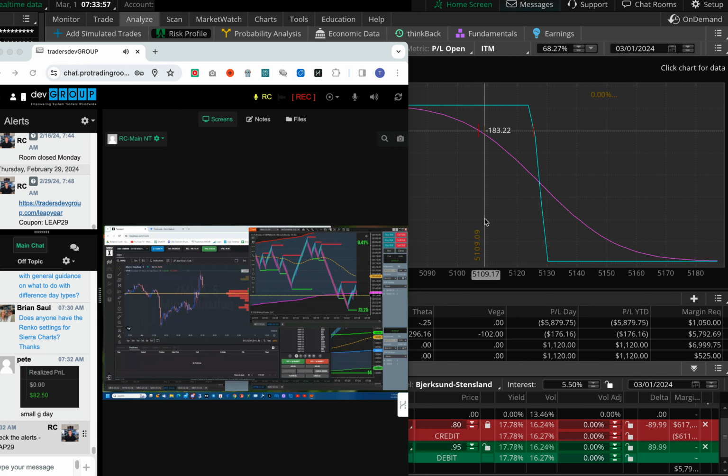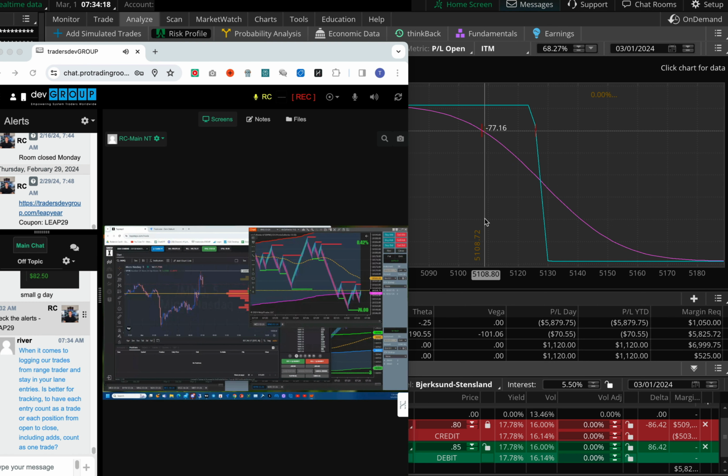All right, did I miss any questions here? Renko settings for Sierra Charts. We've had some discussions on that in the members' Discord. Who was the Sierra Chart person? We had a couple of people that knew about Sierra Charts. There is a way that you can do a brick wick offset in Sierra Charts. I don't know.